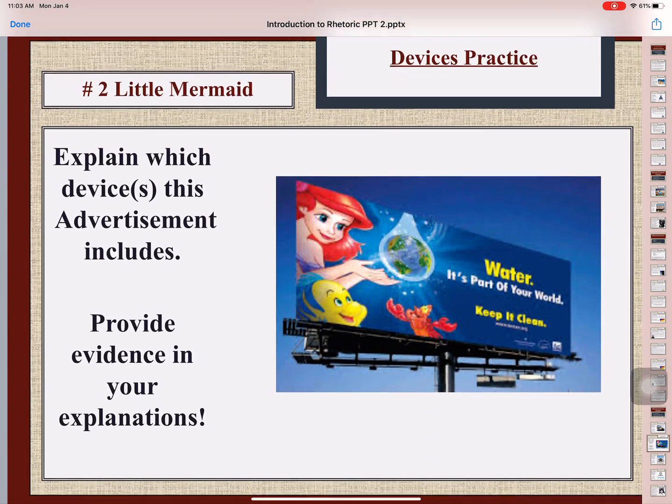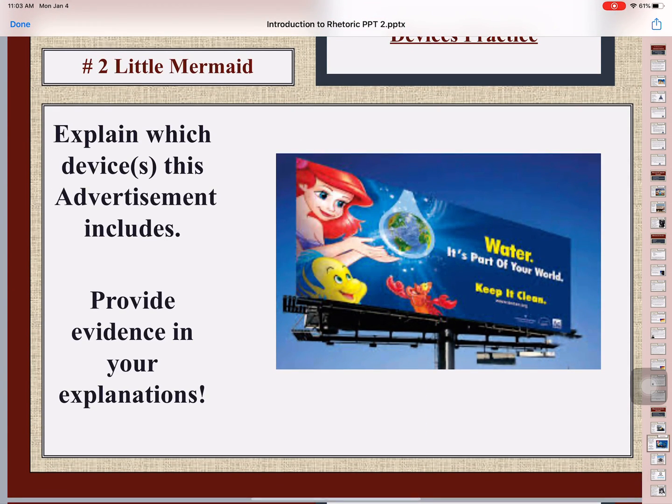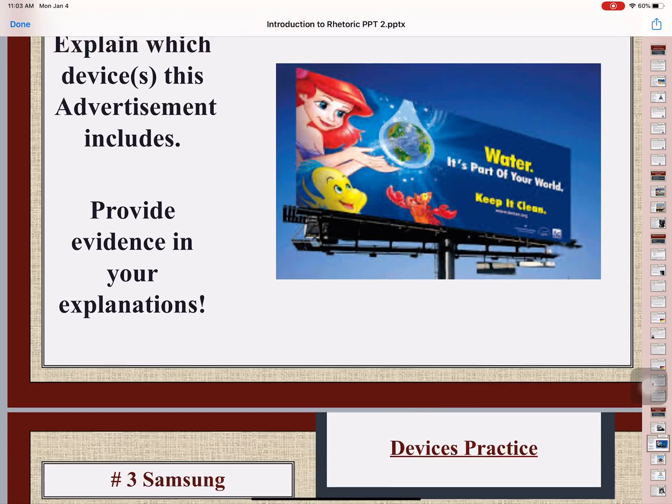Okay, Little Mermaid ad. Explain which device this advertisement includes. Provide evidence in your explanation. Water. It's part of your world. Keep it clean. Playing on the song. Would you like me to sing it to you? I want to go where the people are. Da da da da da.